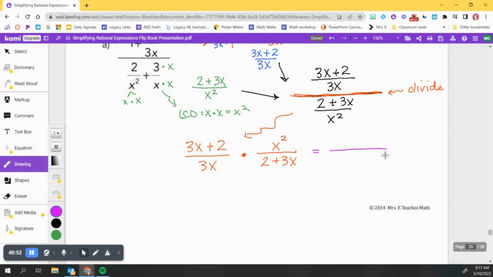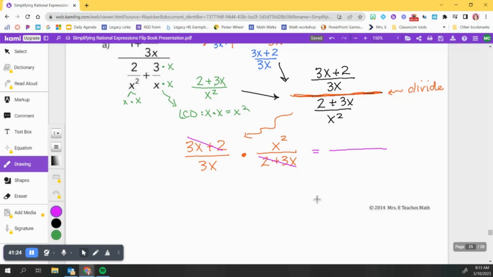Now remember, in multiplication, it's just top times top, bottom times bottom. If there's any common factors, you can cross out those common factors. Now, this is addition, 3x plus 2. This is addition, 2 plus 3x. Does order matter in addition? No. 2 plus 5 is the same as 5 plus 2, right? Yes. 3x plus 2 is the same as 2 plus 3x. So these guys are actually common factors and can cross out.